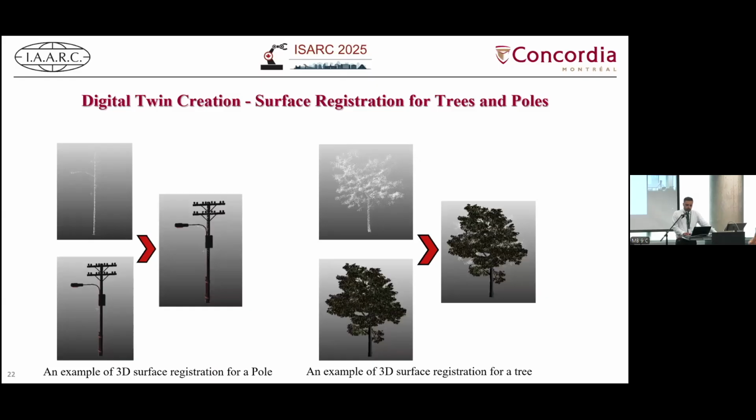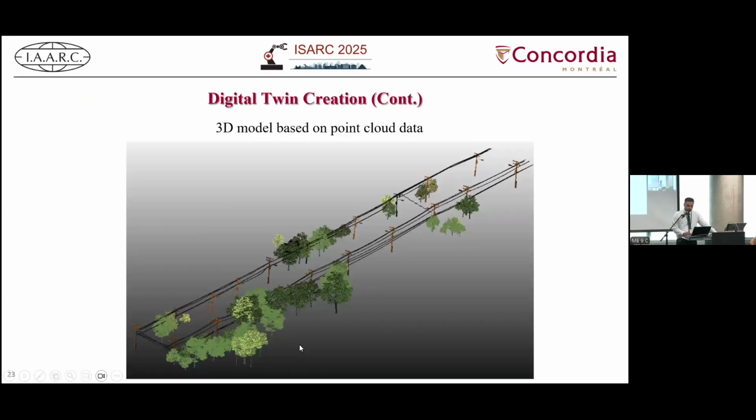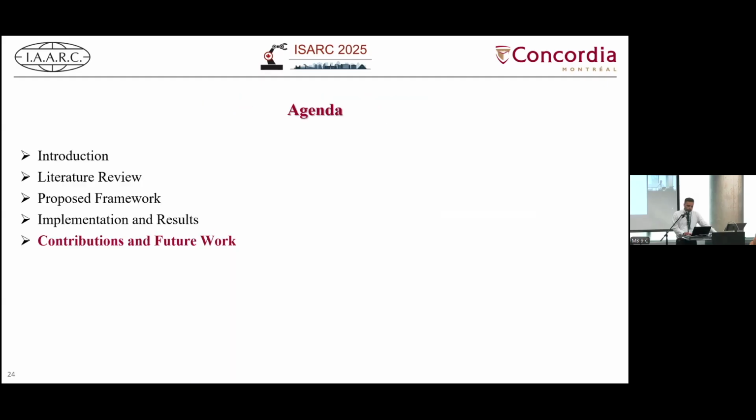These figures show the registration for trees and poles. This is the point cloud, and this is the 3D model, and this is the result after the registration. This figure shows a 3D model based on the point cloud data.